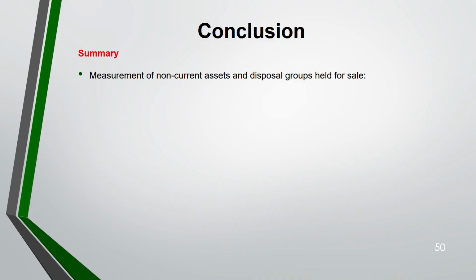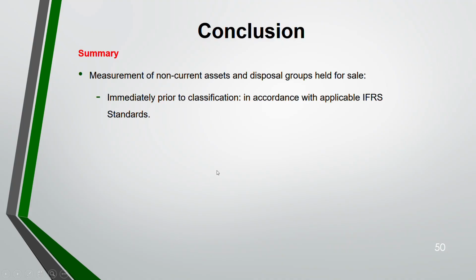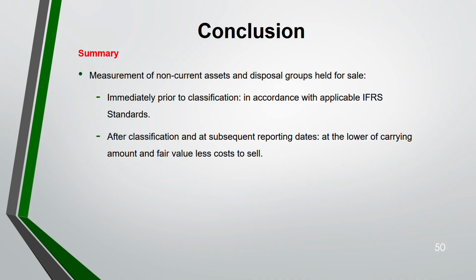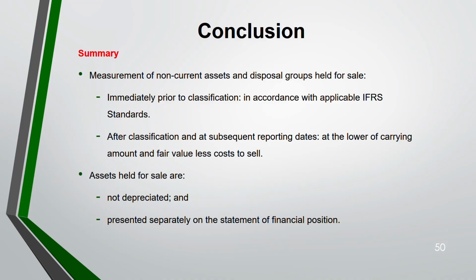Now, measurement of non-current asset and disposal group held for sale immediately before the classification is in accordance with the applicable IFRS standard. After classification and at subsequent reporting dates, it would be according to IFRS 5, that is the lower of carrying value and fair value less cost to sell. Assets that are held for sale are not depreciated, and are presented separately on the statement of financial position. Why are they not depreciated? Because now they become your current asset.